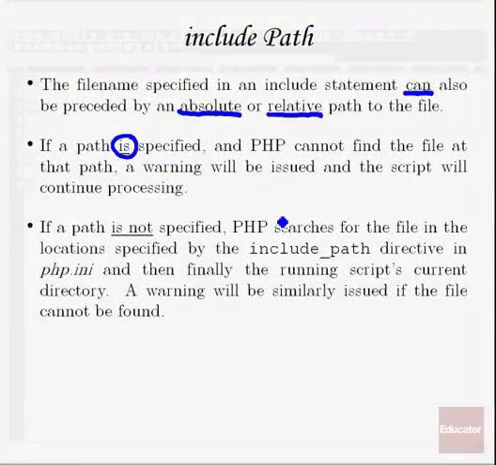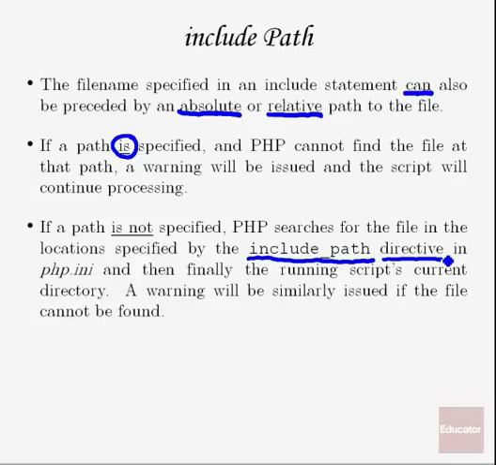So if a path is not specified, PHP searches for the file in locations specified by the include path directive in php.ini. And we talked a little bit about the php.ini file in a previous lesson, and basically that's the main configuration file for PHP. There's a directive in there called include path, and it lists all the directories that PHP should search when you use an include statement to find the files it's looking for.